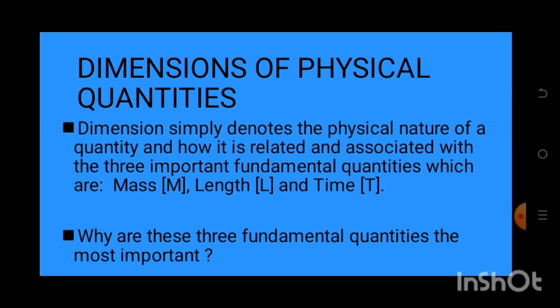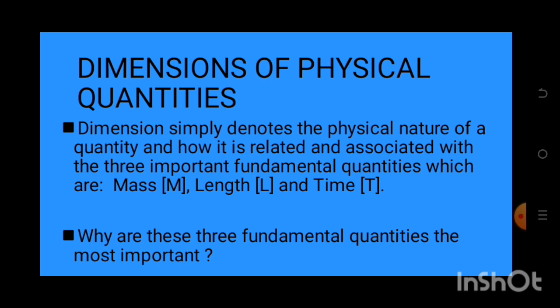Dimension simply denotes the physical nature of a quantity and how it is related and associated with the three most important fundamental quantities, which are mass, represented by capital M inside a bracket like that. Then we have length, represented with capital L, and time, T. Now, we have three most important fundamental quantities.